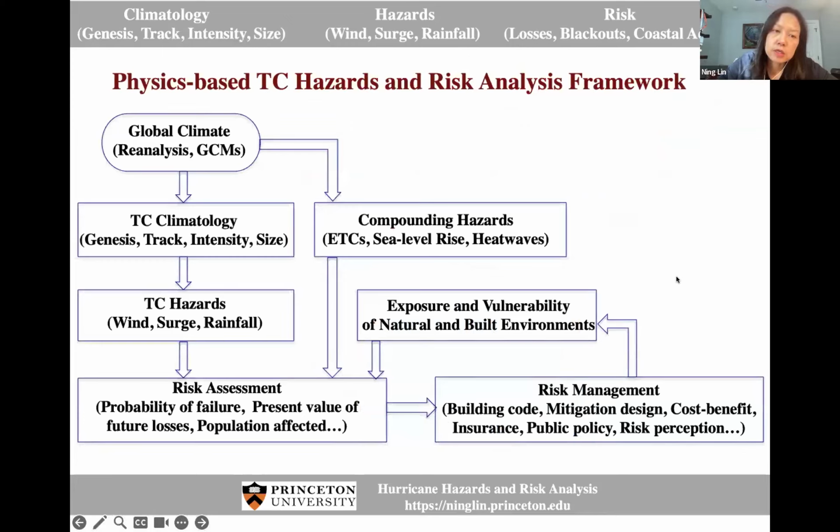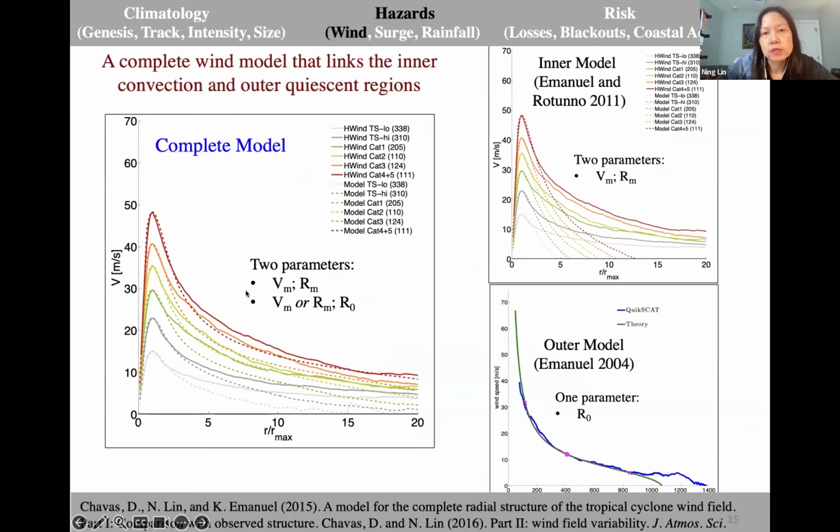So that's about the TC climatology model. And given these parameters of the storms generated, we can simulate the hazards. So for the wind, we can use a simple parametric model that we call complete wind profile. This is actually a merge of two previous models. This is the inner model, a physical model describing the inner physics of the storm, but it cannot capture the outer region.